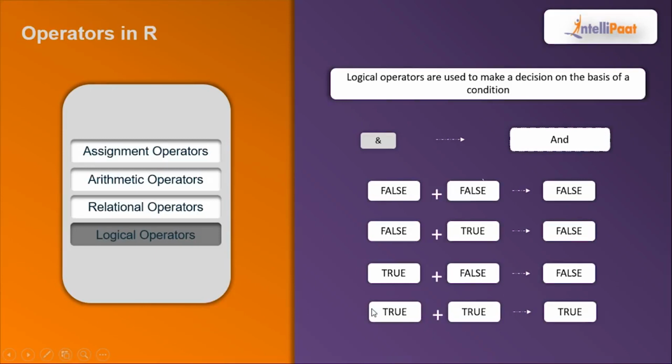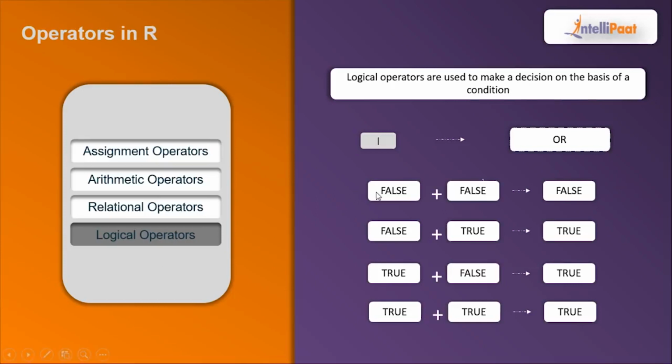So let's take this final case. So over here, this is the only case where both of the conditions have been evaluated to true. That is, the first condition is also true and the second condition is also true. And that is why the final result which we get is true. Then we have the OR operator. So the OR operator gives us a true result when either of the conditions is true.